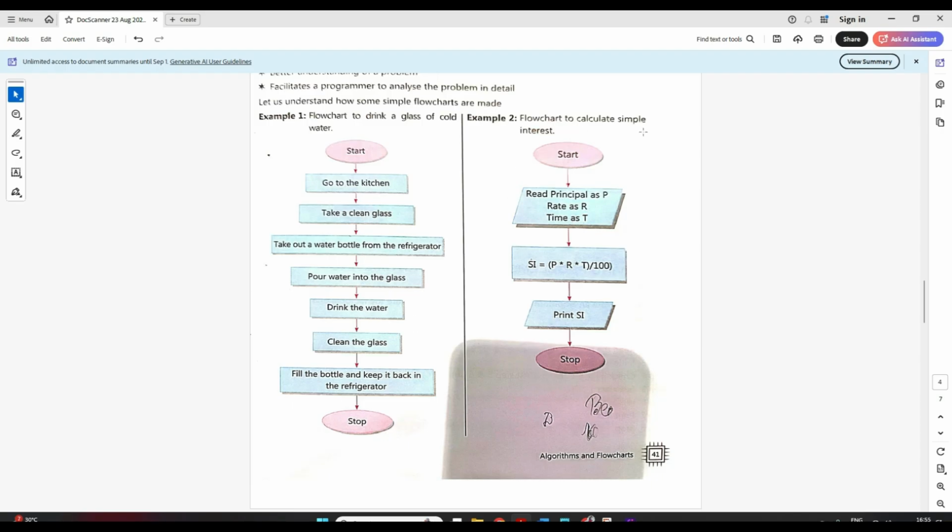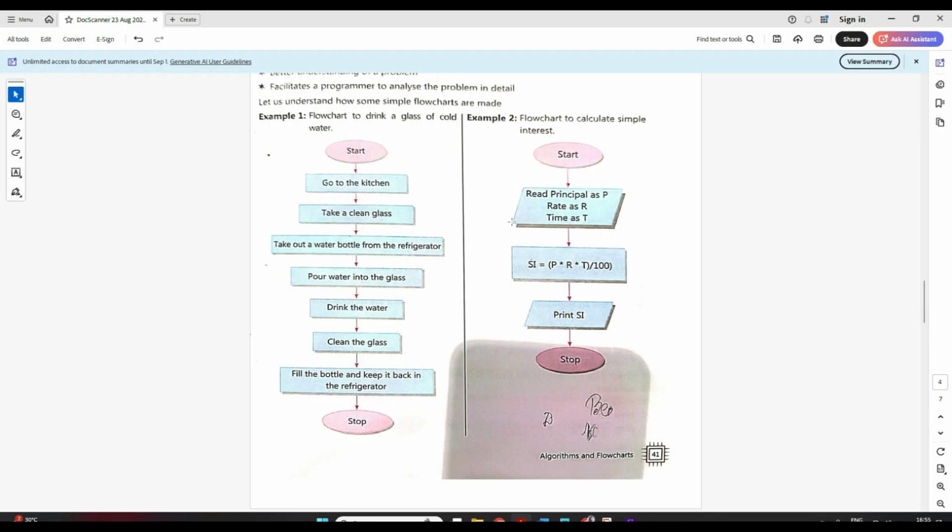Now, flowchart to calculate simple interest. See, this is very simple, right? You know what is the formula of simple interest? It is principal into rate into time divided by 100. That is your SI, right? So here all my inputs will be P, R and T: principal, rate and time.